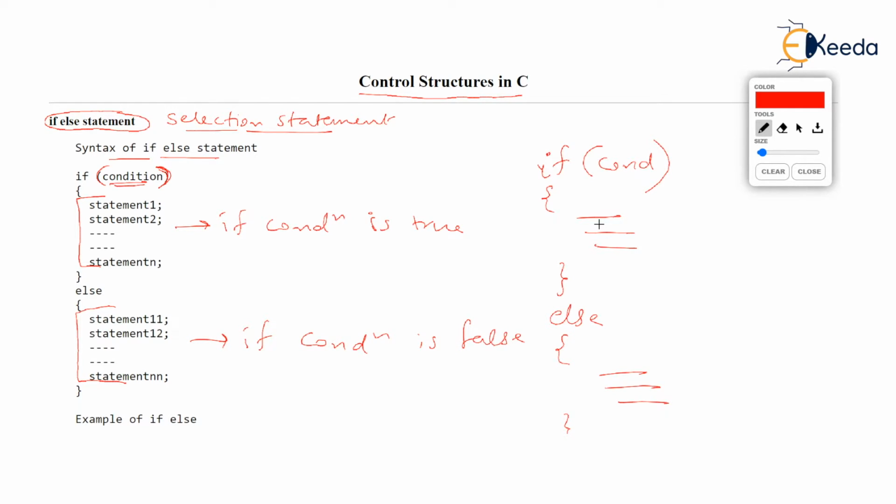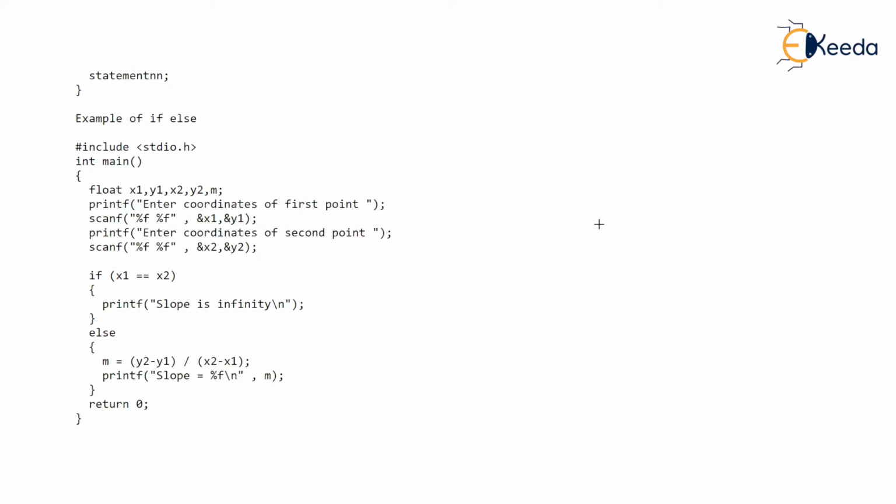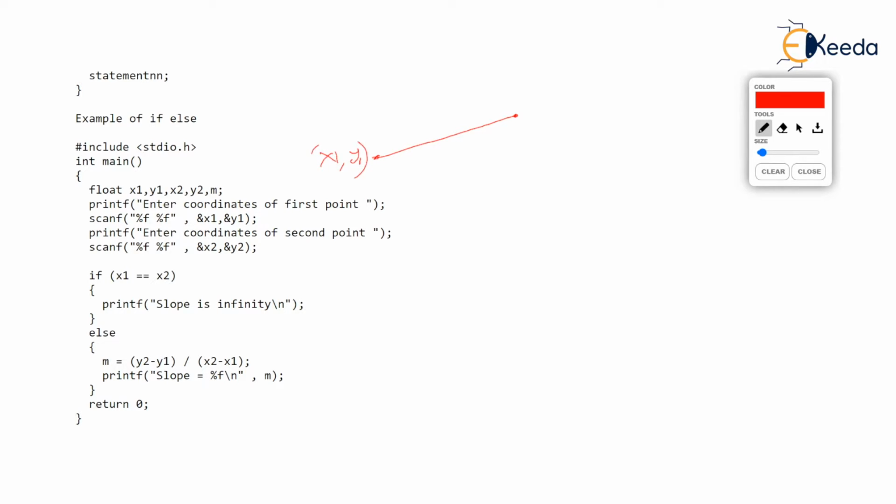Okay, let's see an example here. The example given over here is about finding the slope of a line. So the problem says that you have to input x1 y1 coordinates of the first point and x2 y2 coordinates of the second point, and find out the slope of this line. Now we know that slope m is given as y2 minus y1 upon x2 minus x1. But there is a problem in this formula. Now what if x2 is equal to x1?